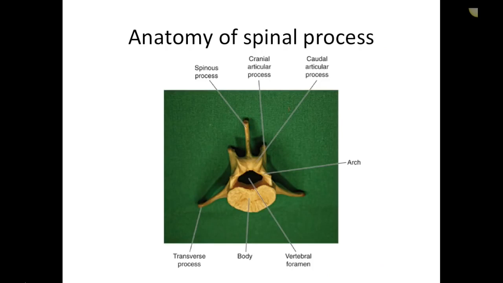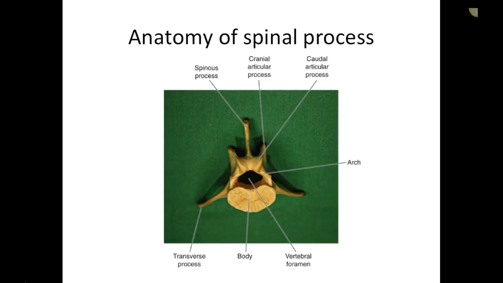Okay, so then we'll look at each individual spinal vertebra. When we're talking about one, we're saying vertebra. When we're talking about plural, it's vertebrae, AE. So the anatomy of a spinal vertebra: we have the spinous process, the cranial articular process, the caudal articular process, the arch, the body, the vertebral foramen, and the transverse process.